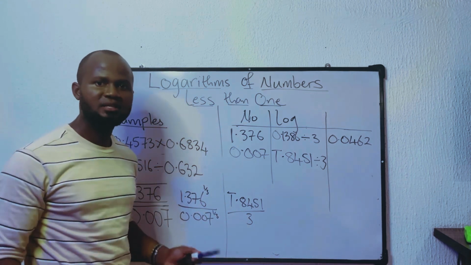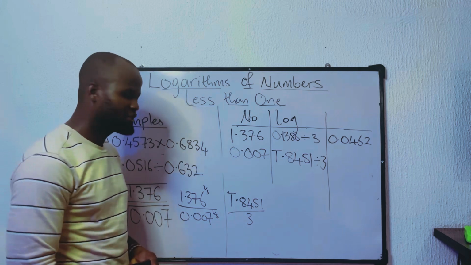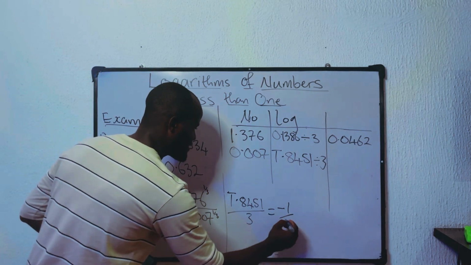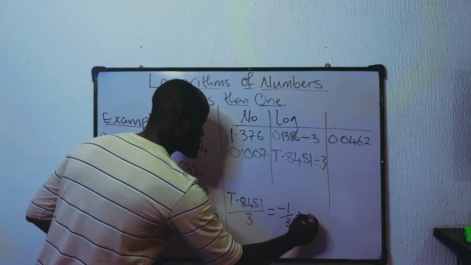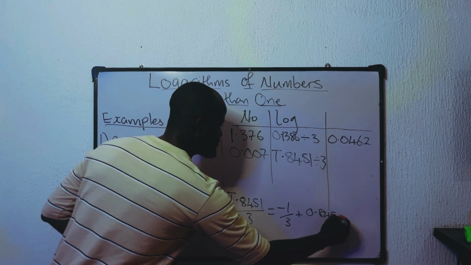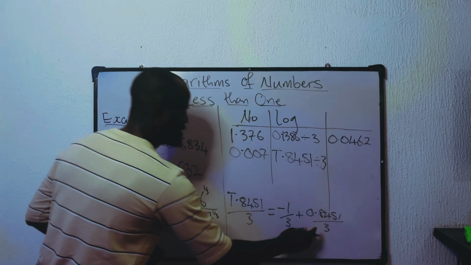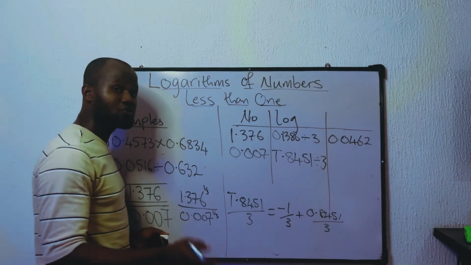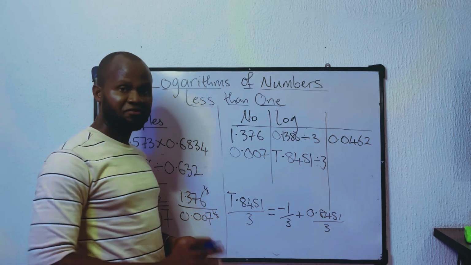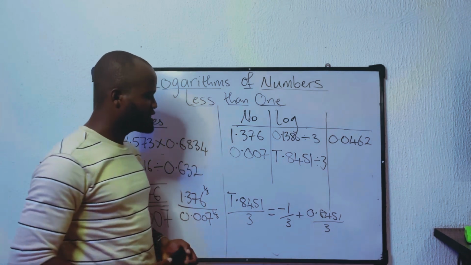So how do I mean separately? If I decided to have -1/3 plus 0.8451/3, if I decided to add them together, I'm still going to get -1.8451 divided by 3. So I'm going to treat it this way.